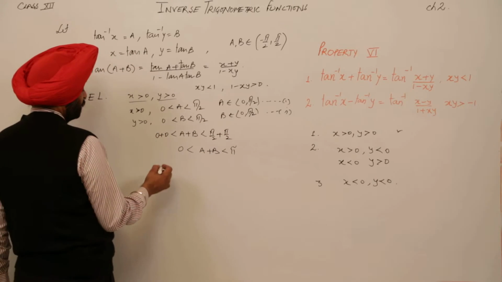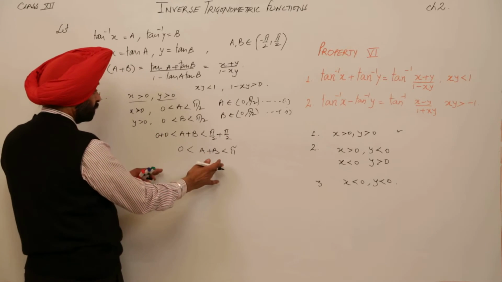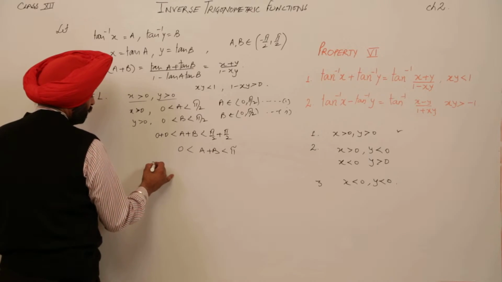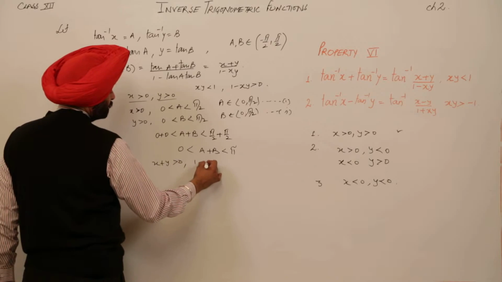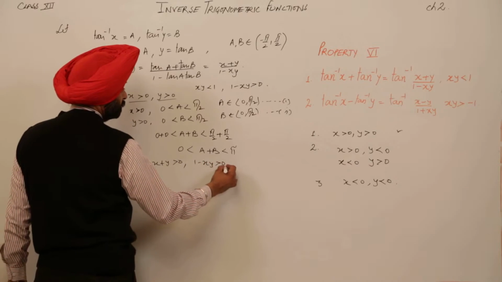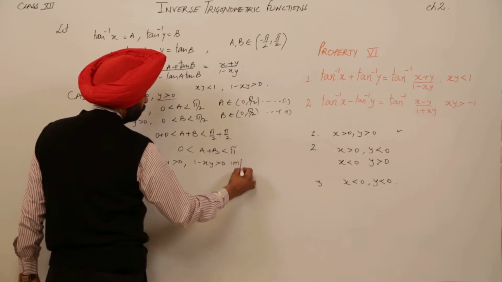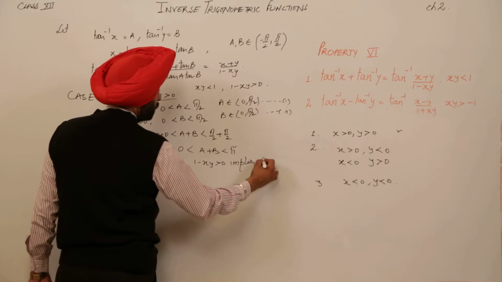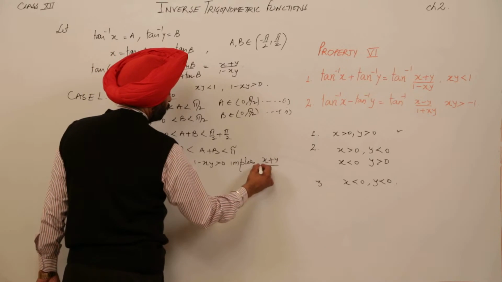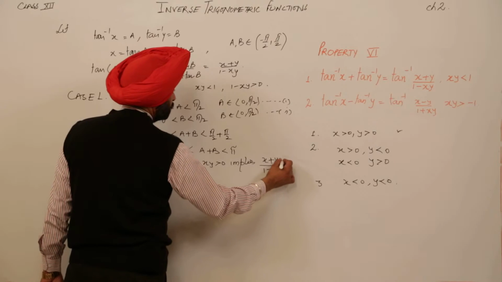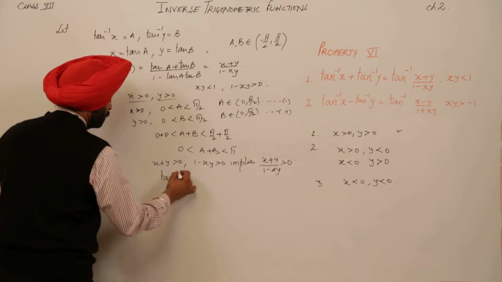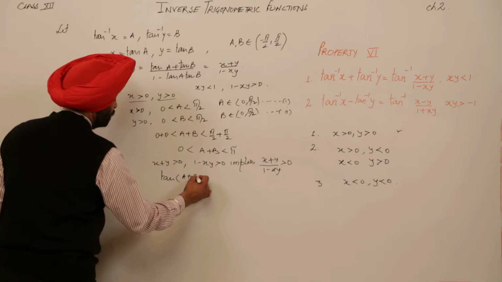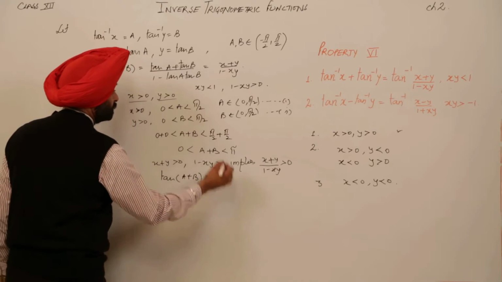Now what do we get from this part? We have x plus y greater than 0, 1 minus xy greater than 0, and this implies x plus y upon 1 minus xy is greater than 0. Or we can write it, tan (A plus B) is greater than 0.